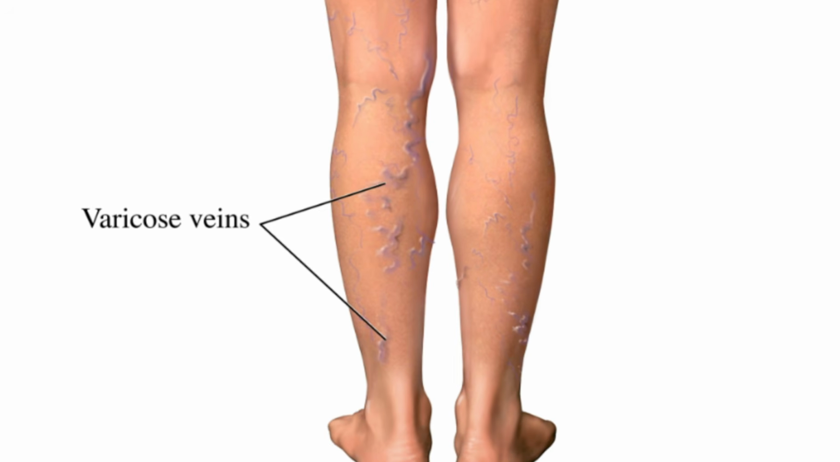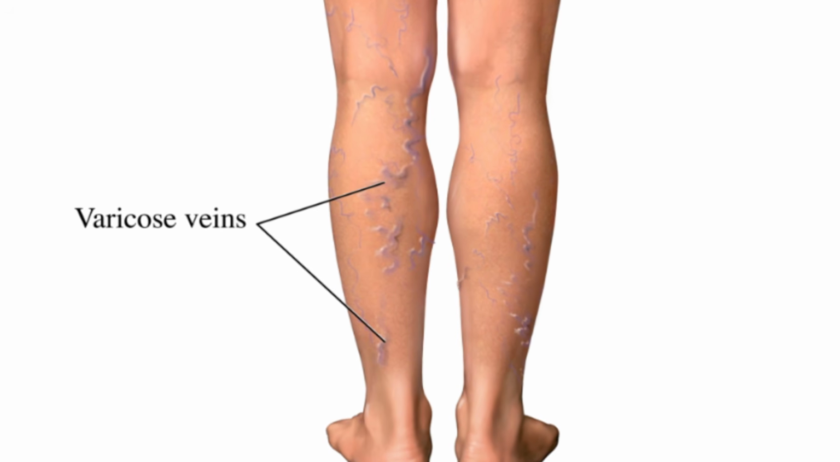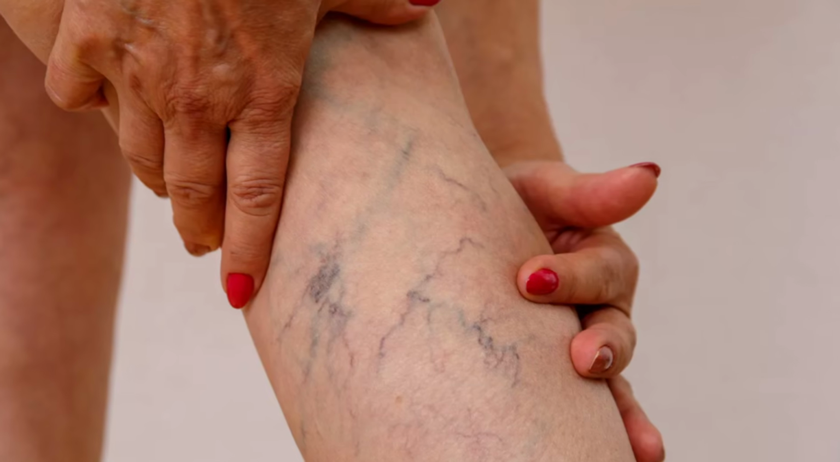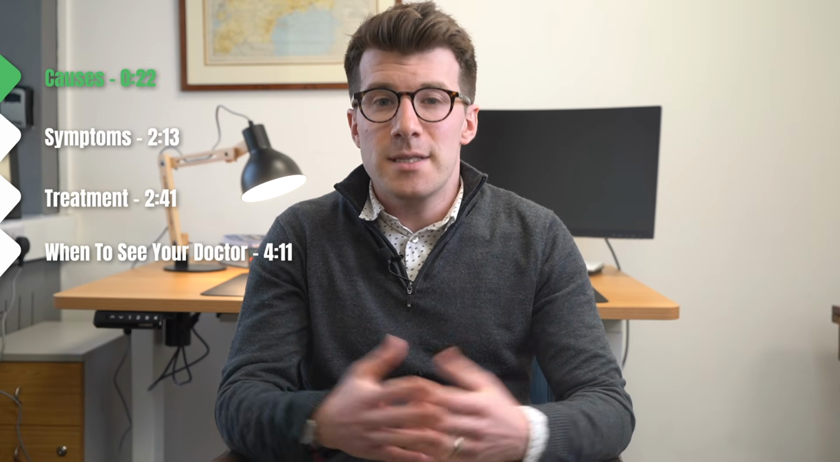In this video, we're going to cover key things that I think you need to know about varicose veins, which are swollen and enlarged veins that usually occur on the legs and feet. They may be blue or dark purple in colour, and they're often lumpy, bulging or twisted in appearance. In this video, we're going to cover causes, symptoms and treatment, plus tips on when you should go and see your doctor. So first of all, let's discuss causes of varicose veins.